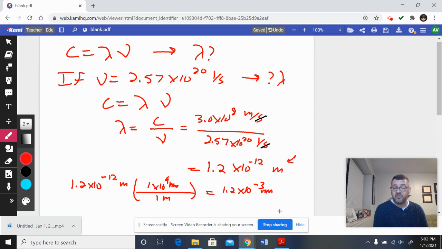That would be what it would be in nanometers. If the question's asking for meters, do it in meters. If it's looking for nanometers, you got to do this. But this is the answer. This is how you do it. So I hope that this helps you to understand how to use the speed of light equation to figure out wavelength and to figure out the frequency.